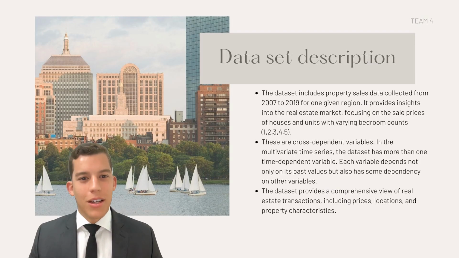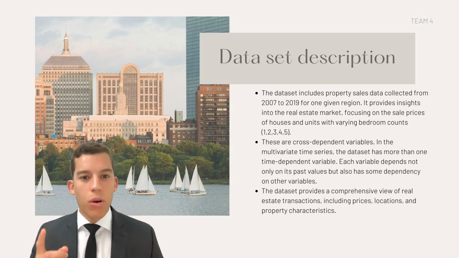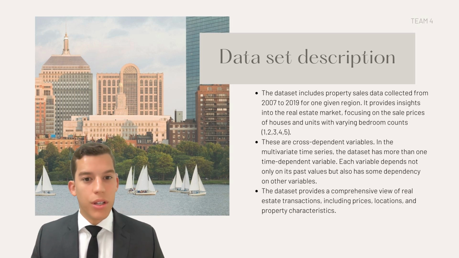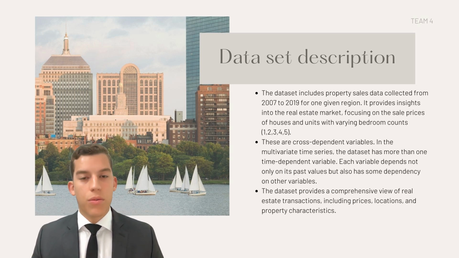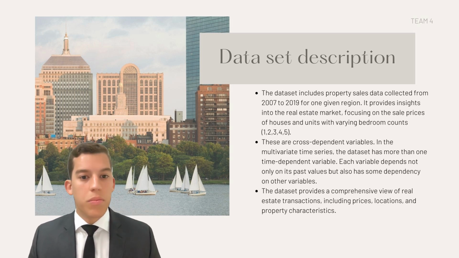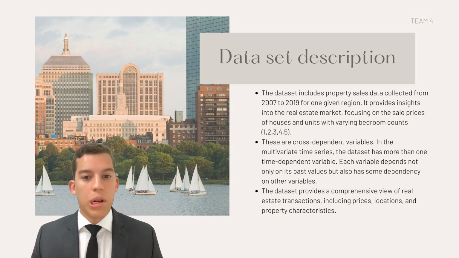When describing the dataset, we noticed that the property sales data was collected from 2007 to 2019 in one given region. It provides insights into the real estate market. It has houses and units with bedroom counts from 1 to 5. We also noted the cross-dependent variables and multi-time series variables. This dataset has more than one time-dependent variable, and each depends not only on its past values, but also on other values. The dataset also provides a comprehensive view of the real estate transactions, including price, location, and property characteristics.